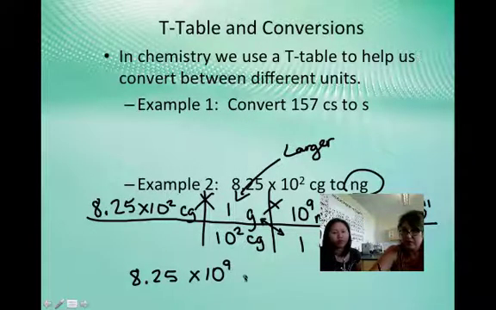So 8.25 times 10 to the 9 nanograms. Yes. Right. See, that's it.